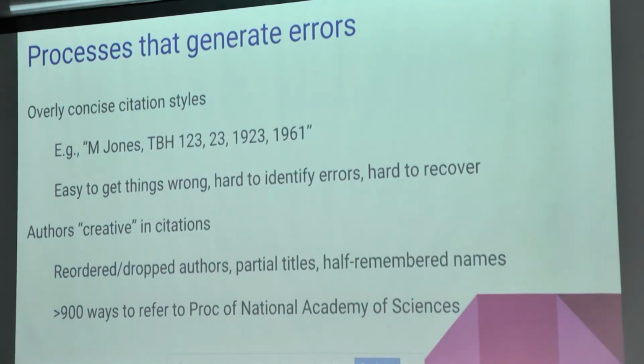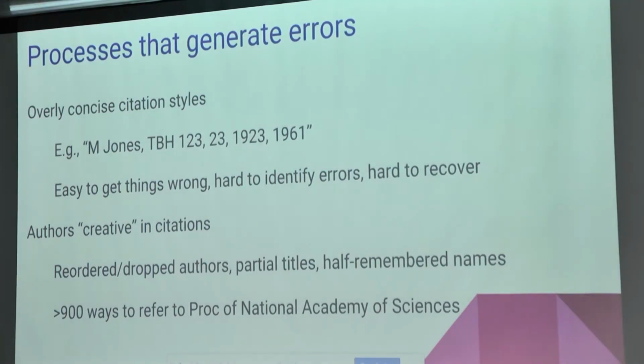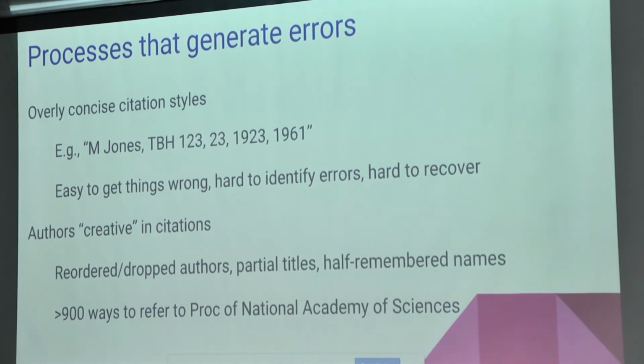Looking at the scholarly publishing of the scholarly, there are several processes that inherently generate errors. One of the particular ones I would like to highlight are the overly concise citation styles. I invite you to look at the citation. This is a fair citation in today's physics journal.